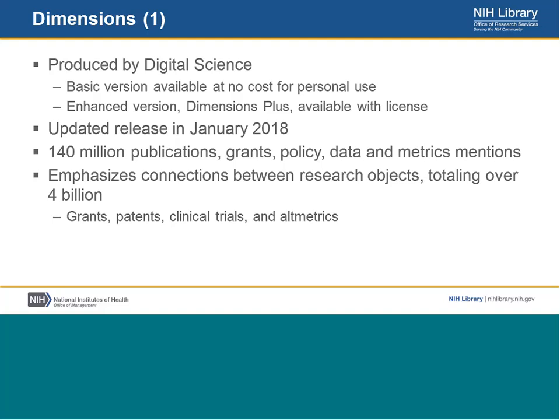One of the things that's a little bit different about Dimensions versus some of the other resources that we've heard about so far is that their emphasis is really on the connections between your research objects. It's less about the single data source and more about how many different ways they can link you to different research objects that have that type of connection. So looking at ties between publications and grants, patents, clinical trials, and other altmetric mentions.